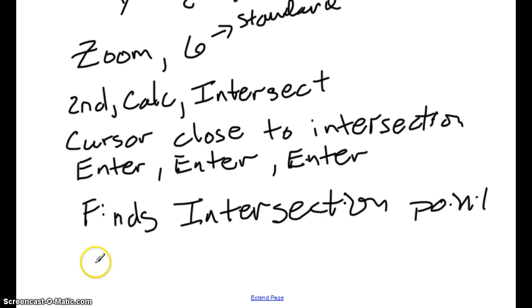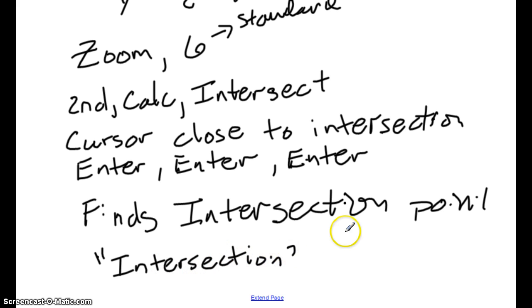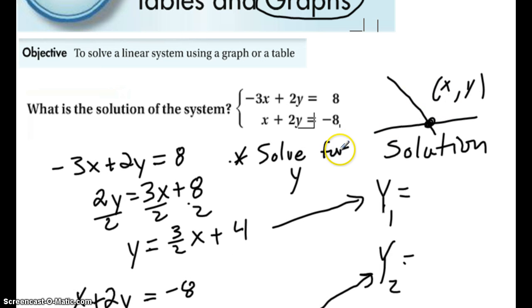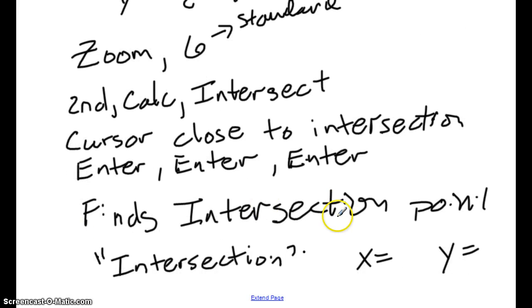It will even say at the bottom of the screen, intersection, along with the x, y values. So it's a very easy process to graph these two equations in the system and see where they intersect to find your solution. So your intersection, again, is your solution.